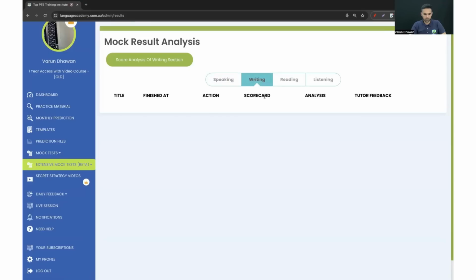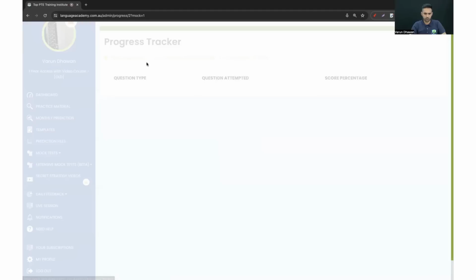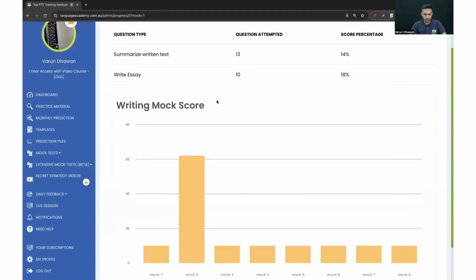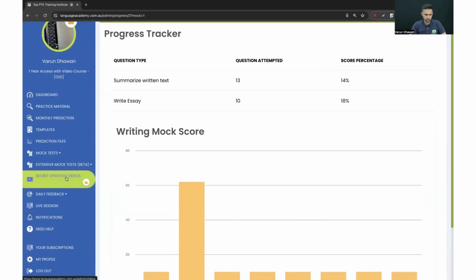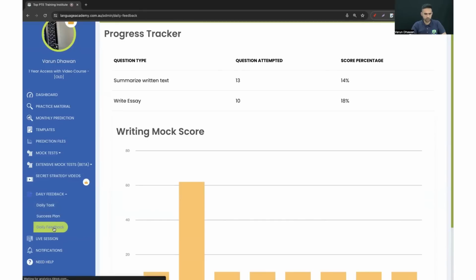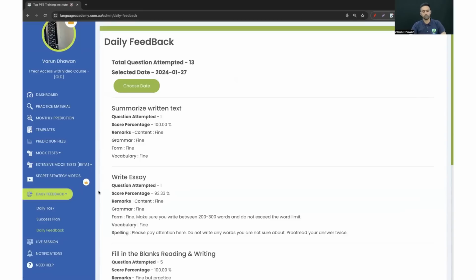Once you take the mock test, your result will be here in the mock test section, in the result section. But we can still see how we did here. So now this one's the old one, I guess. You can see your performance here in daily feedback, but most of you will get the results in 3 to 4 minutes. So summarized written text, we have got 100% from today's 13 questions we have attempted.